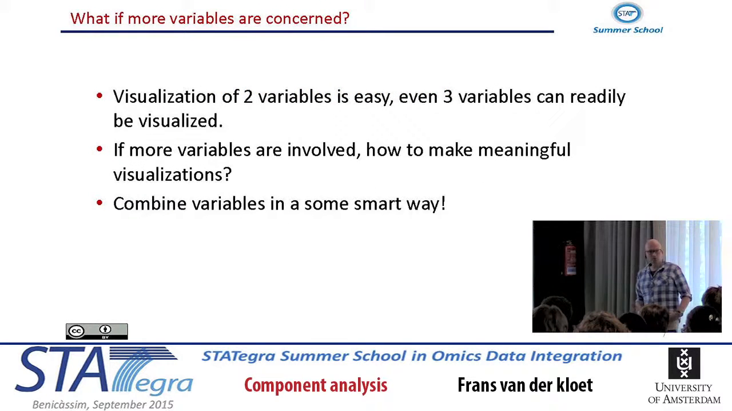But what if more variables are concerned? So visualization of 2 variables is easy, and even 3 variables can readily be visualized. But already you find that if you want to print them, it's getting hard. So if you want to plot them on paper. But if more variables are involved, how would you do that? How could you make a meaningful visualization? Well, for that we have to combine the variables in some smart way.